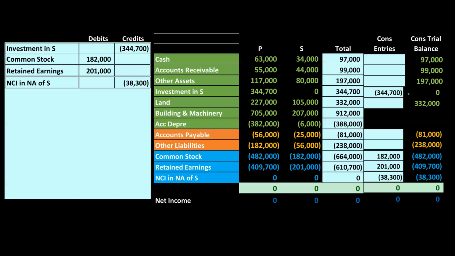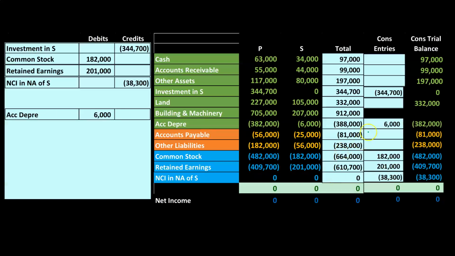And then we're going to show this whole thing as if they're combined together. We're not going to show like 90% of each account. We're going to eliminate the entire equity section as we would basically if there was 100% interest. And then we're just going to show the full non-controlling interest basically as one line item in the equity section here, that 38,300.